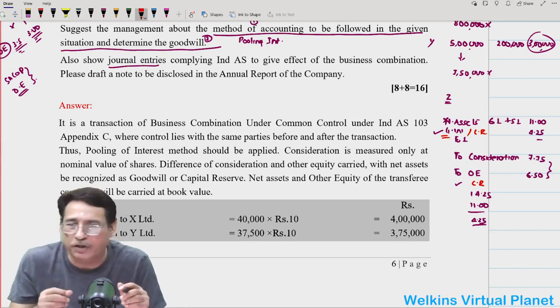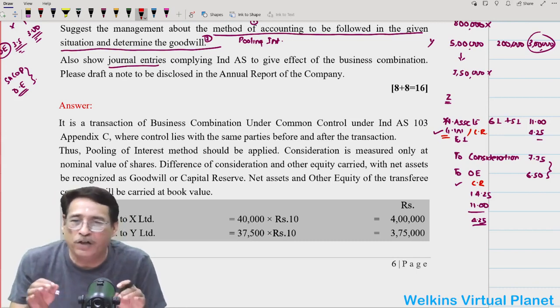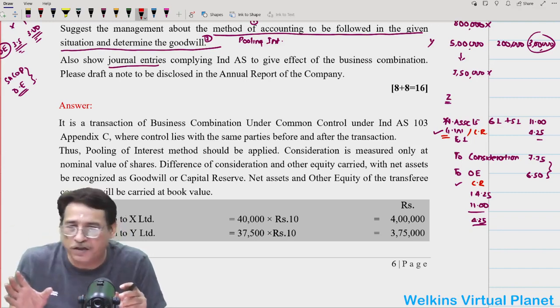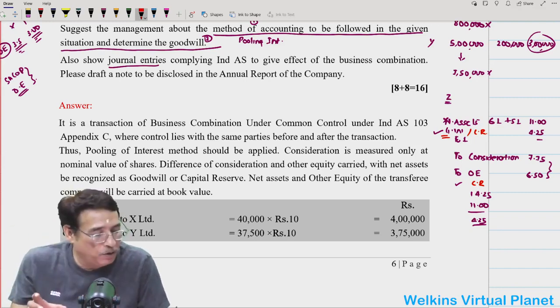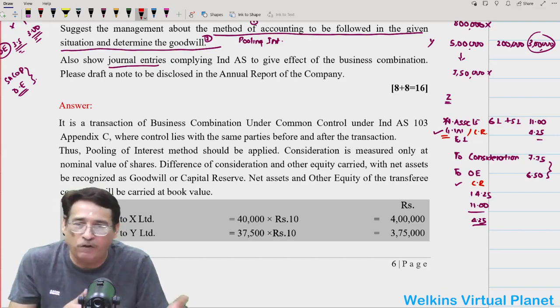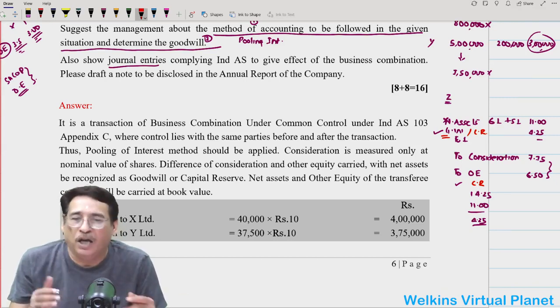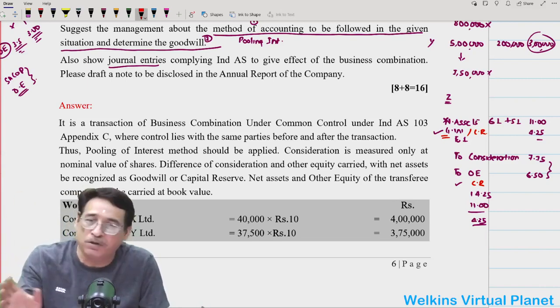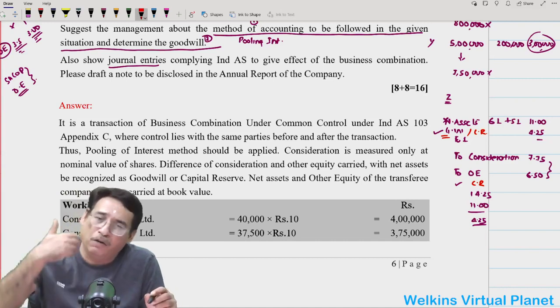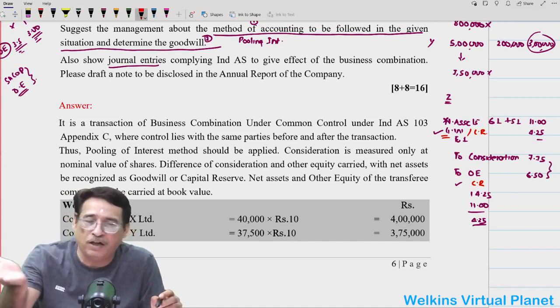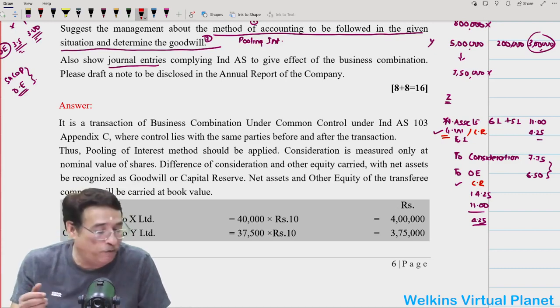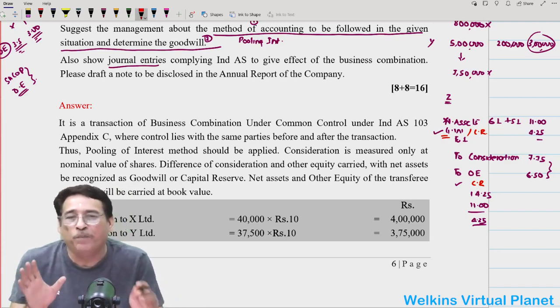The first rule over there is that the acquirer company will take over all the assets and liabilities at book values only. That means fair value will not be considered at all. Number two, consideration will be recorded at nominal value. That's exactly what we have recorded. And besides, we'll preserve the other equity items, provided they are positive. If there are negative items, then you need not write other equity here. If other equity items of the acquiring company have positive balances, then you will have to create an equivalent amount of other equity. That's fine.